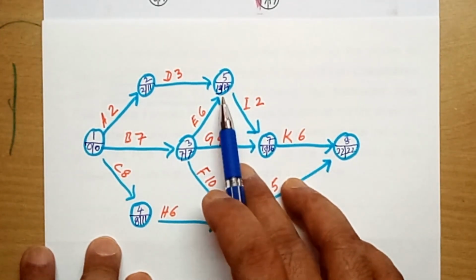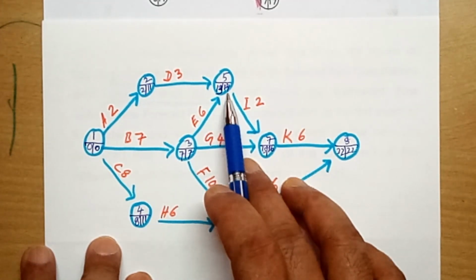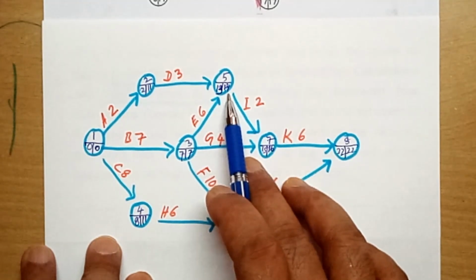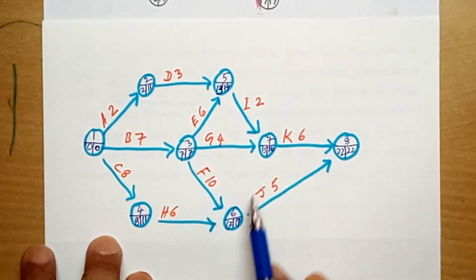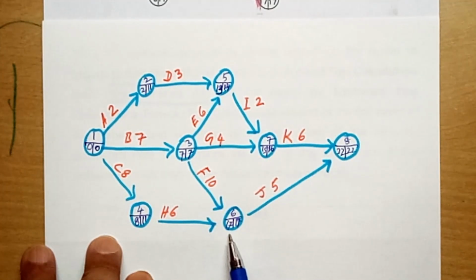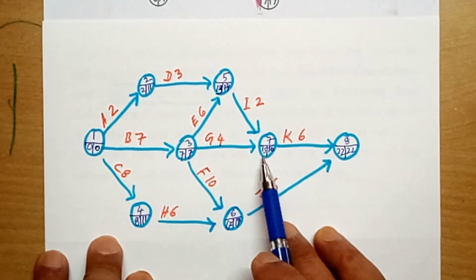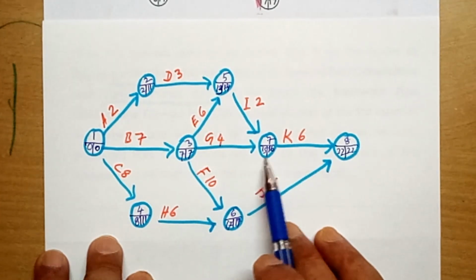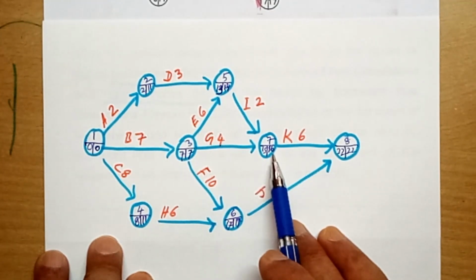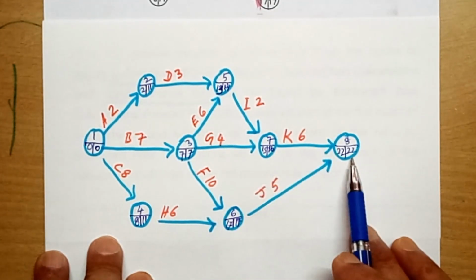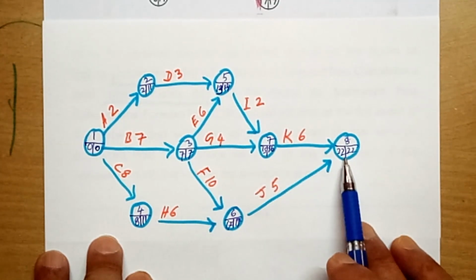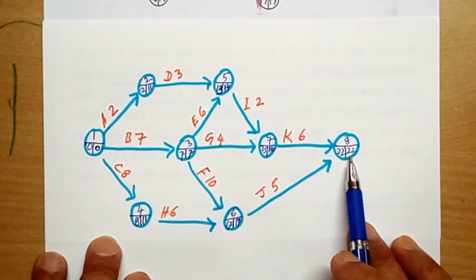Node number 5 has earliest start 13 and latest finish 14. Node number 6 has earliest start 17, latest finish also 17. Node number 7, earliest start 15 and latest finish 16. And last, node number 8 has both earliest start and latest finish 22.